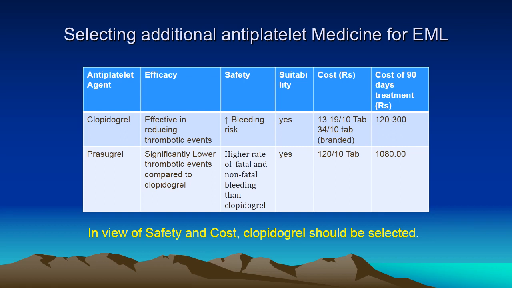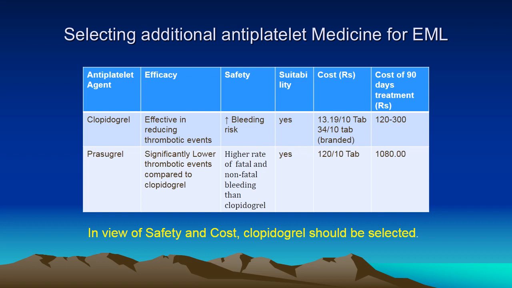Regarding safety, clopidogrel increases the risk of bleeding. However, the risk of bleeding, including fatal and non-fatal events due to bleeding, occurs much more with prasugrel. That means cerebral bleed can occur at a higher rate than seen with clopidogrel. Both are suitable, can be given once daily. Let us see the cost.